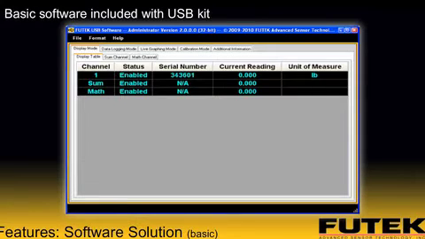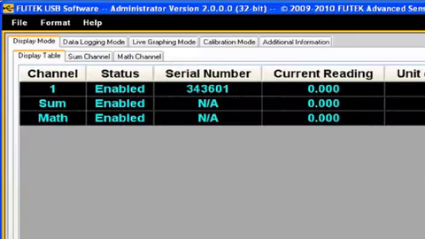Let's take a look at the software now. Futek's Sensit USB software comes in the standard version, which we'll review first. Within the standard version, we have the display mode on the first tab. The display mode has a display table, which provides a tabular display that can include information such as the channel number, the status of the device, a serial number, the current reading, and the unit of measure for that reading.